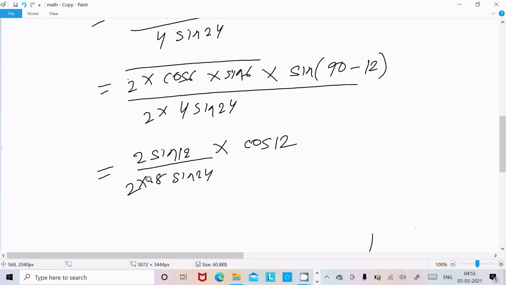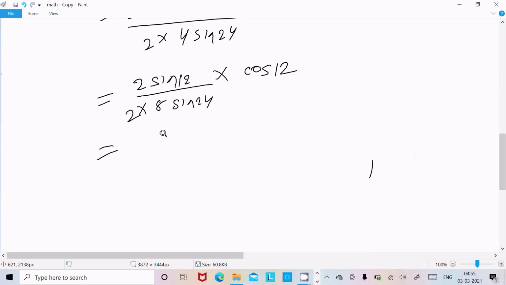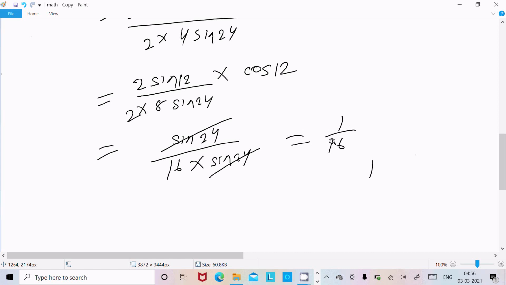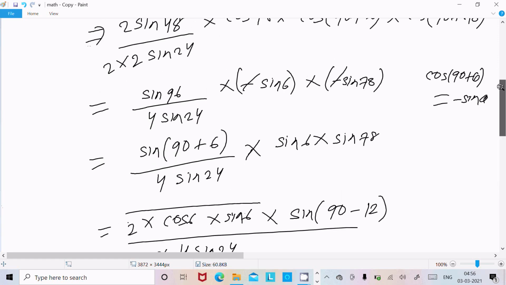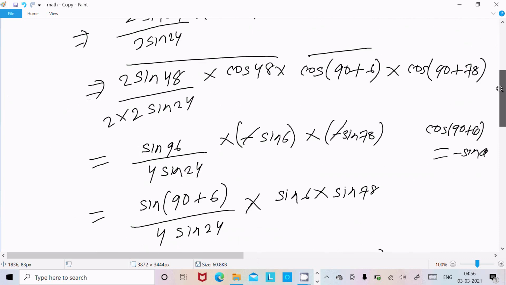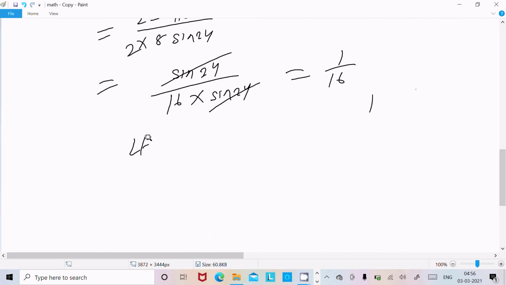Again we need to multiply numerator and denominator. So 2 sin θ cos θ becomes sin 2θ. The θ value is 12, 2 into 12 becomes 24. So this is now 16, and sin 24 below. This cancels, and finally I got 1/16. So this is our requirement. We needed to get 1/16. So we can write LHS equals RHS equals 1/16, proved.